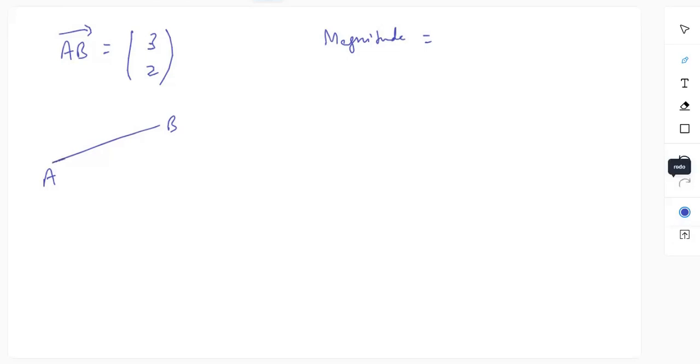Remember what did we say? AB vector क्या है? It's 3 units on the right and then 2 units up. That's what the AB vector is. तो इसकी length क्या होगी? Let's call this X, or we can call this the magnitude of AB, जिसको हम इस तरह से represent करते हैं.